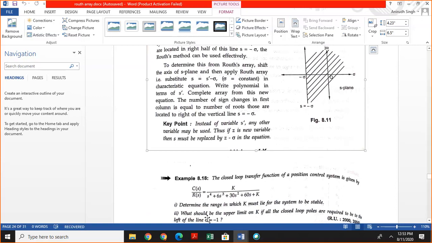In the second question, it is required to find out the upper limit of K if all the closed loop poles are required to be to the left of the line. Suppose that rho is equal to minus 1. This is minus 1, the value of rho is here. Then find out the range of K for which all the closed loop poles lie in this half.